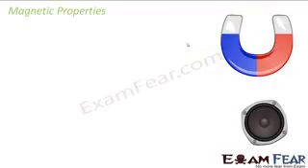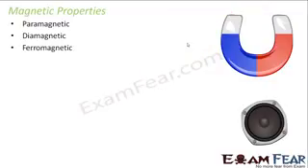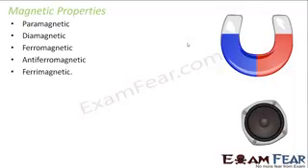There are different types of magnets. We have paramagnetic, diamagnetic, ferromagnetic, antiferromagnetic, and ferrimagnetic. So let's understand this now, starting with paramagnetic.